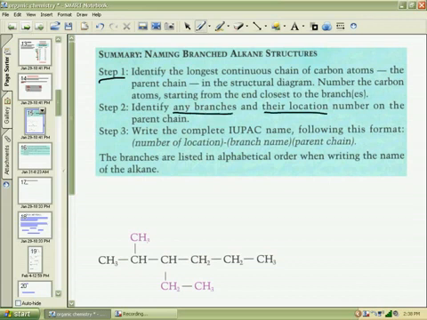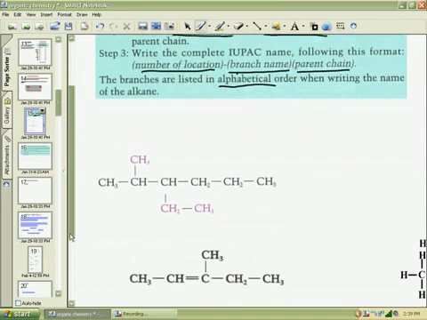Then we're going to write the complete IUPAC name following the format of the number of where it is, the name of the branch, and then the parent chain. And we'll change it up as we go along. I'm trying to do an abbreviated version of this. Because there will be multiple branches, if you have to put 2 or 3 branch names down, you'd put them in alphabetical order, meaning you would write ethyl before methyl. So we might as well just jump in and throw something at us here.